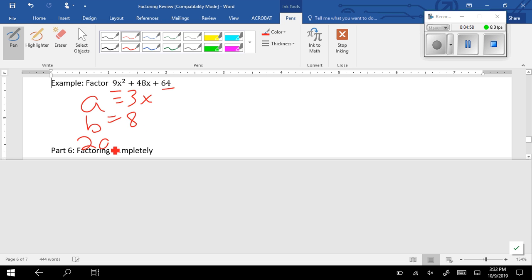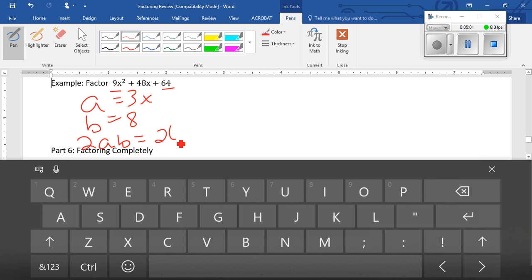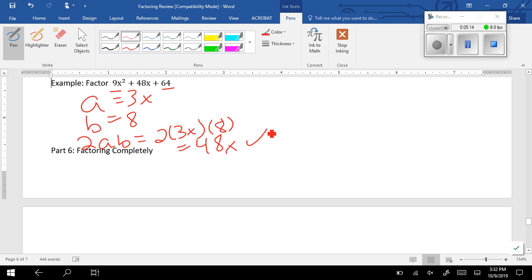And then I need to check my 2ab. So 2 times 3x times 8. So 2 times 3 is 6, times 8 is 48x, so it does in fact work. Again, if I did not get 48x there, there's a problem. That means that it doesn't fit the pattern and I can't use this method. Since it does match, I can go ahead and do my 3x plus 8, so a plus b, because that's a plus b, squared. And that's our perfect square trinomials. This part 6 is supposed to be down lower, so we're just going to ignore that, and that's the end of this video.